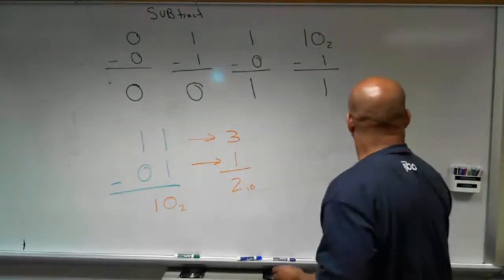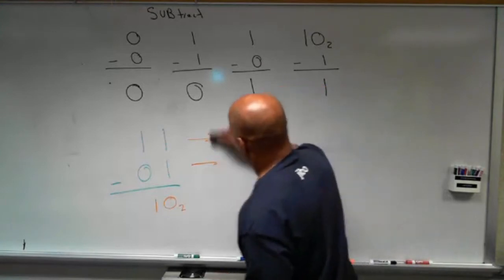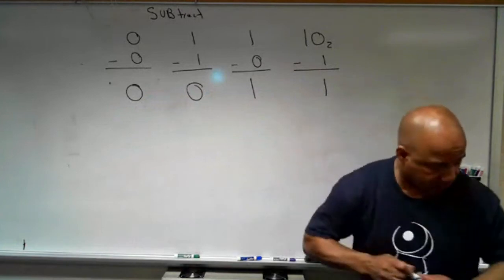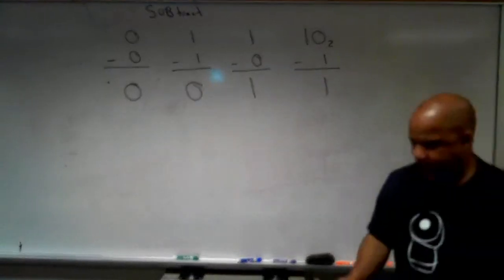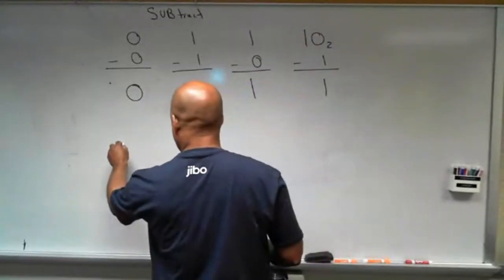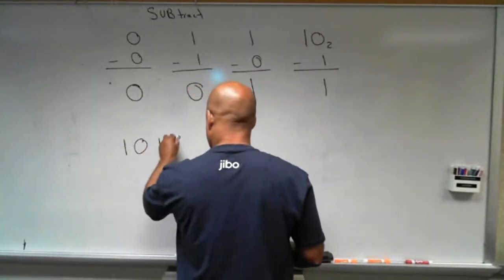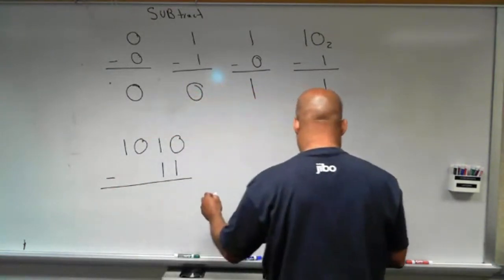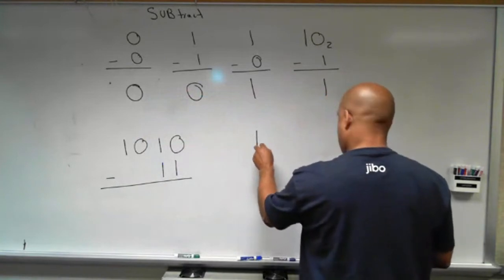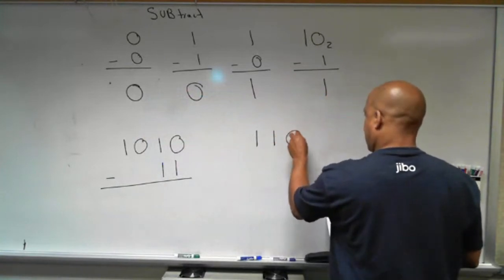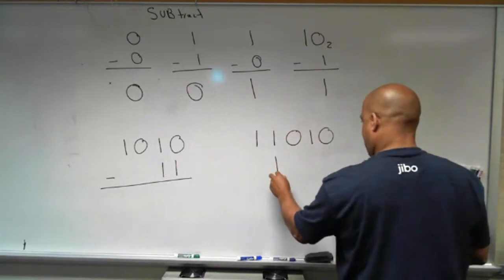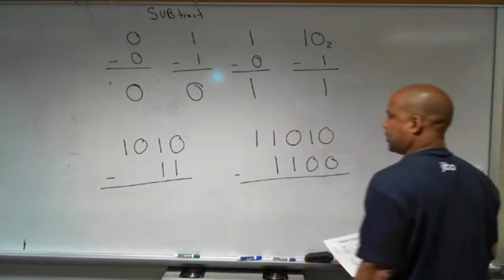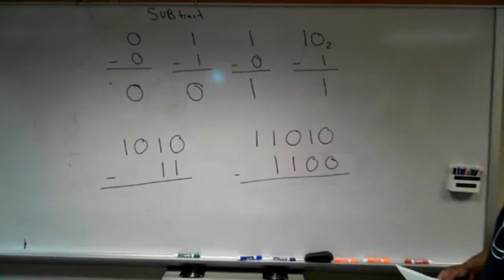So let me put a couple practice problems on the board. You work them all out, and we'll compare our answers. So the first one I have is a 1, 0, 1, 0, and a 1, 1. Subtract those. The next one I got a 1, 1, 0, 1, 0, and a 1, 1, 0, 0. Subtract those. See what you get when you subtract those.